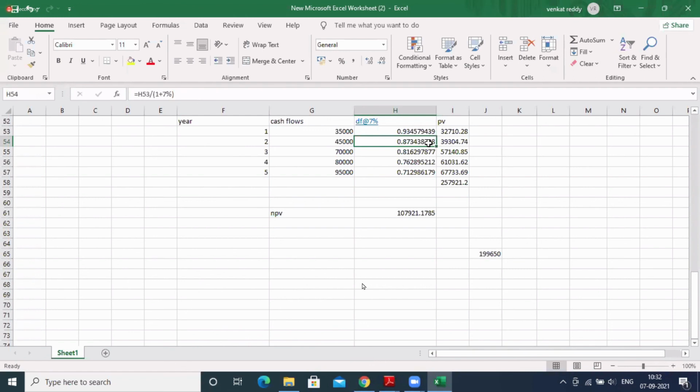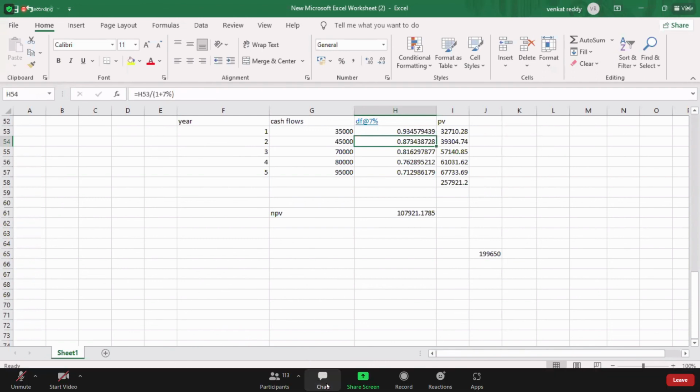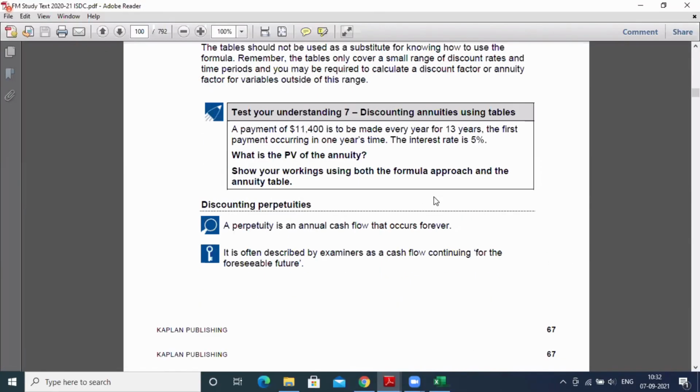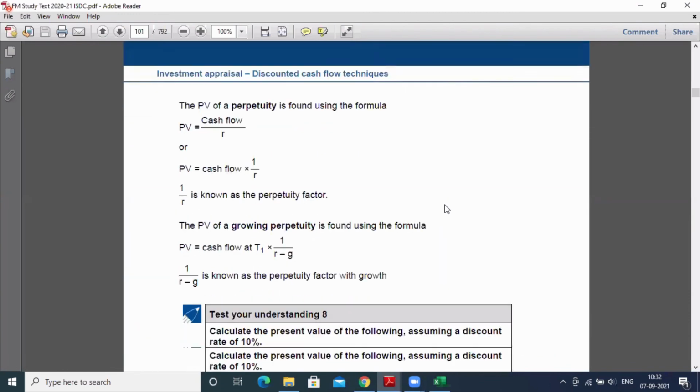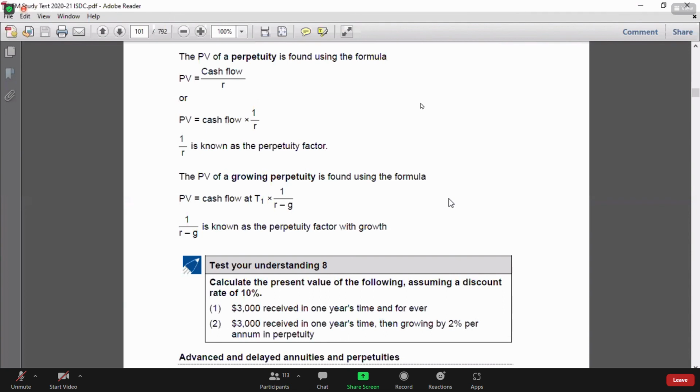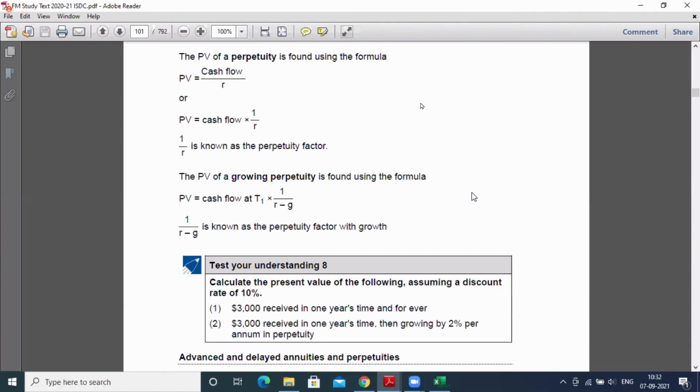Okay. This perpetuity and the next concept of NPV we'll be discussing in the next session, because I can see that most of the students are already exhausted. If you have any query on today's discussion, let me know.